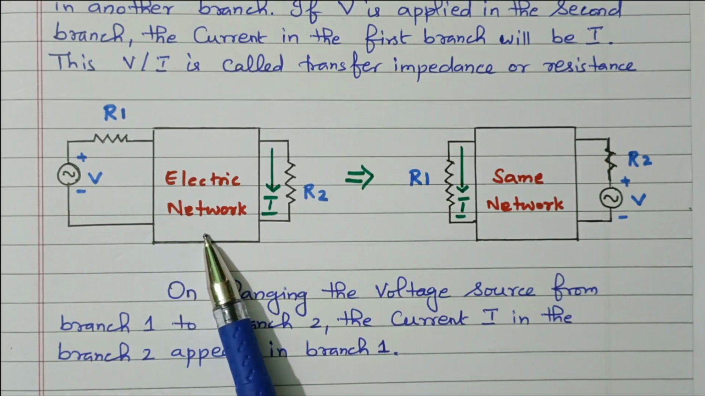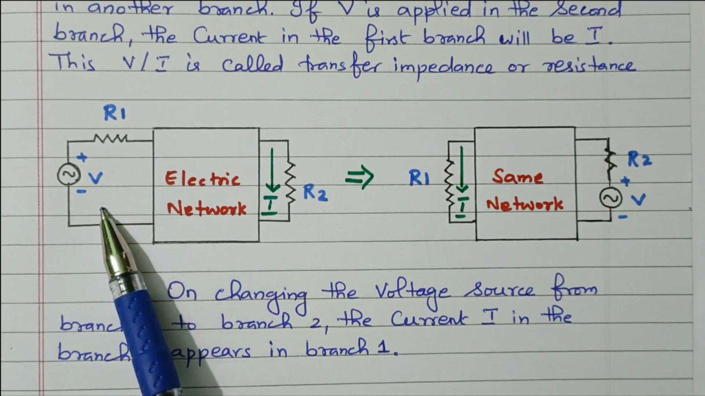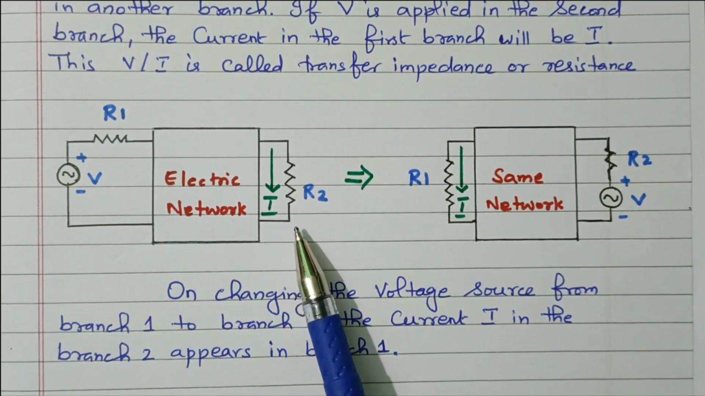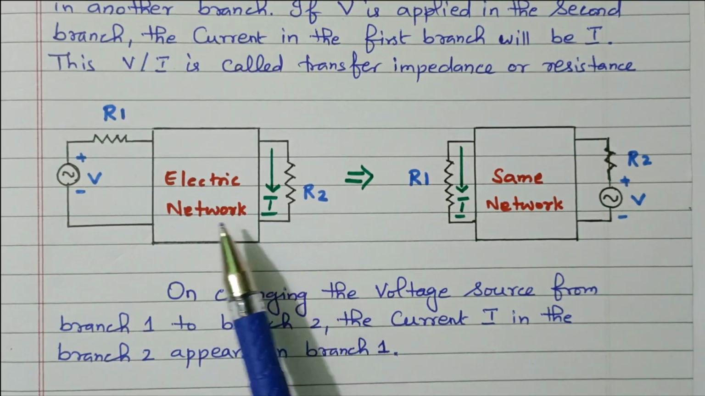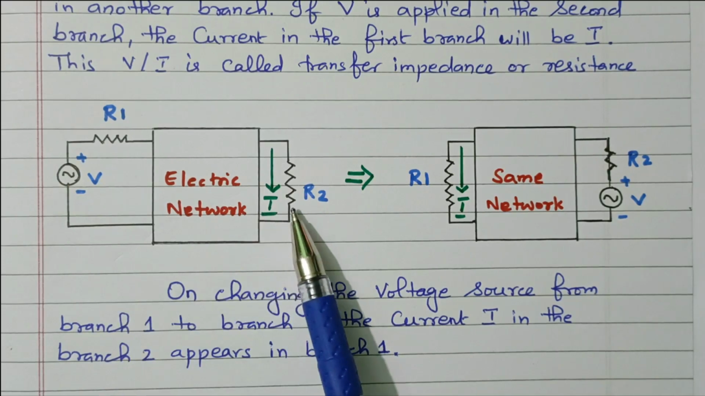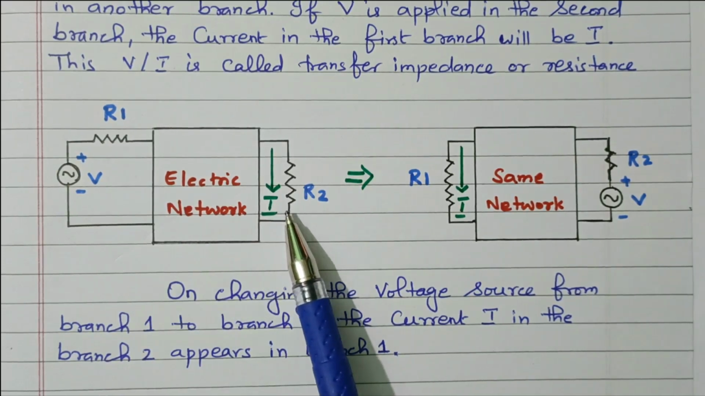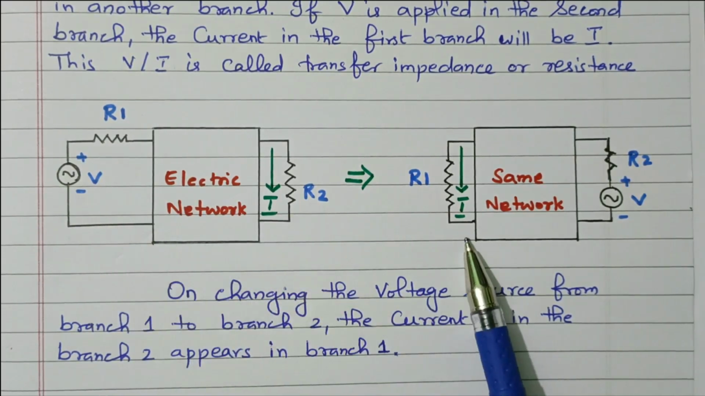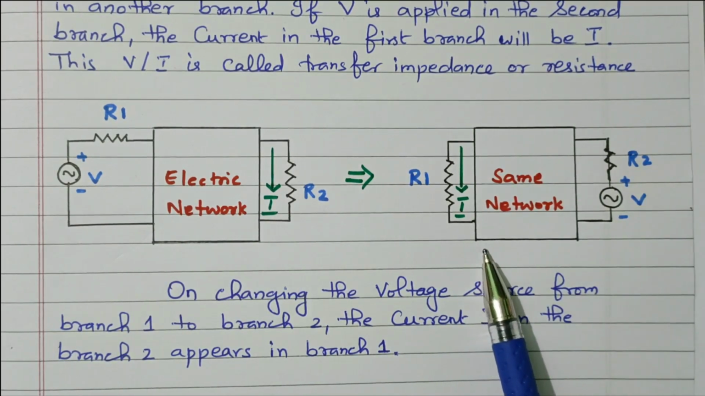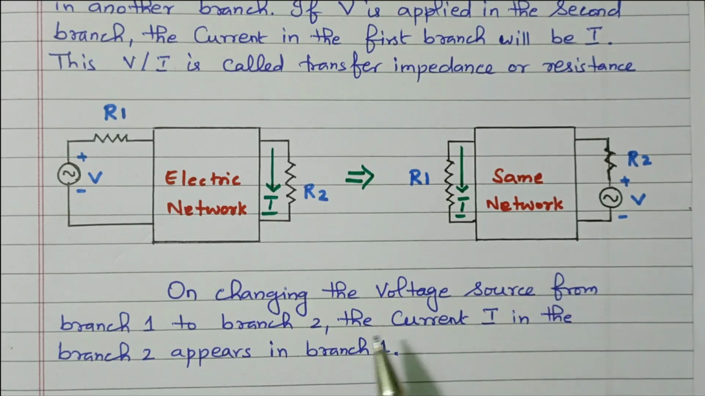So this is the linear bilateral network. The voltage source is available in the first branch, and current rises in the second branch. In this reciprocity theorem, if you interchange the voltage source from the first branch to the second branch, the current in the first branch will be reflected in the second branch. So that is the thing. This V by I is called a transfer impedance or resistance.